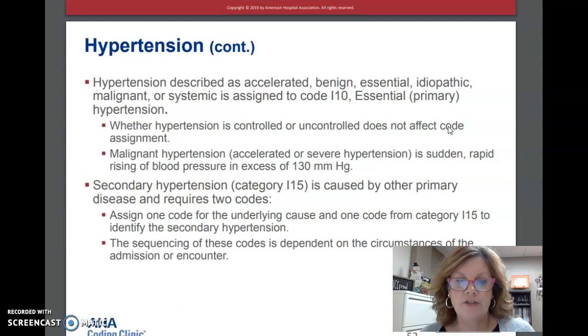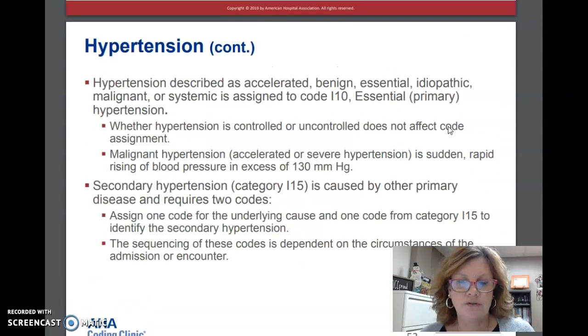Okay, so when we have just basic hypertension, it's going to be the I-10. So if it's accelerated, benign, essential, idiopathic, malignant, systemic, it's I-10. Those are all I-10. Whether hypertension is controlled or uncontrolled does not affect this.